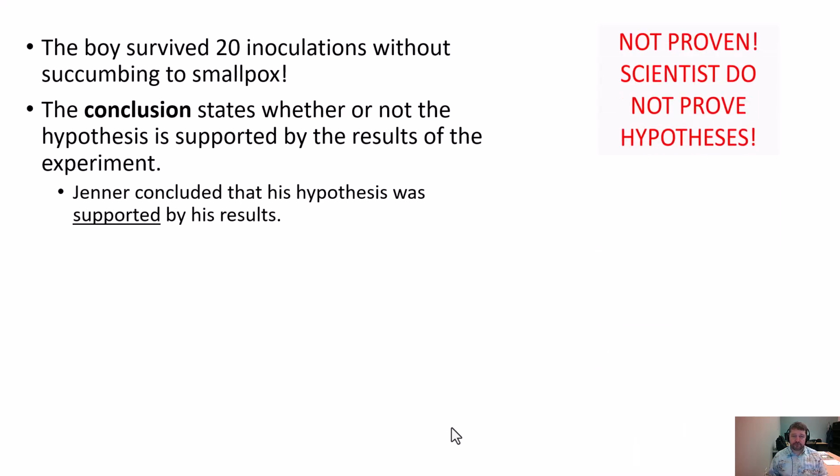Now, remember, we talked about this before. In science, hypotheses are not proven. They're just supported or refuted. So we do not prove hypotheses. It doesn't prove that Jenner was right. His results just supported his hypothesis. But there are problems with this. His sample size was one child. He had really no control, and he didn't have any other experimental variables. It was just one 8-year-old boy.